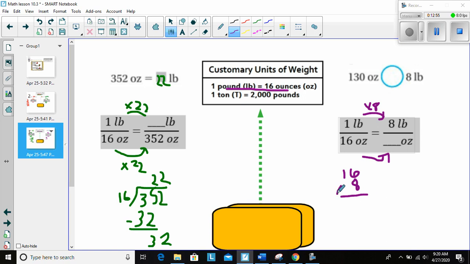So 16 times 8. I'm sorry, I totally said that wrong. 16 times 8. 8 times 6 is 48. So 8, carry the 4. And then 8 times 1 is 8 plus 4, 9, 10, 11, 12. So we're going to put 12. And then that's our answer for 8 pounds. So 8 pounds, this side, remember, is 128.